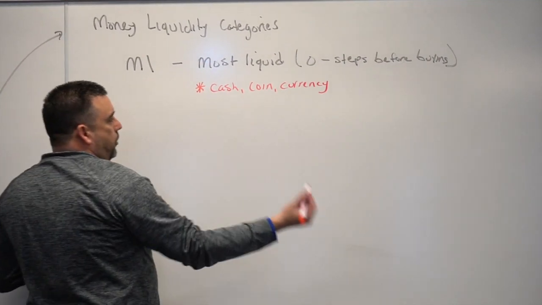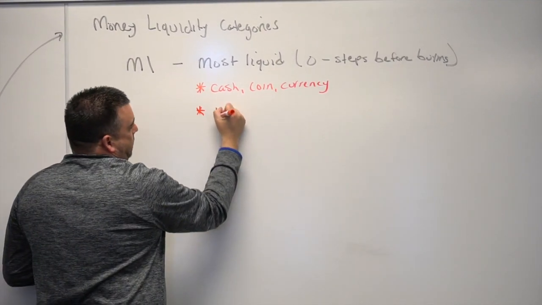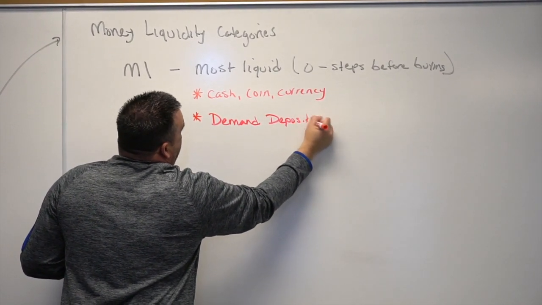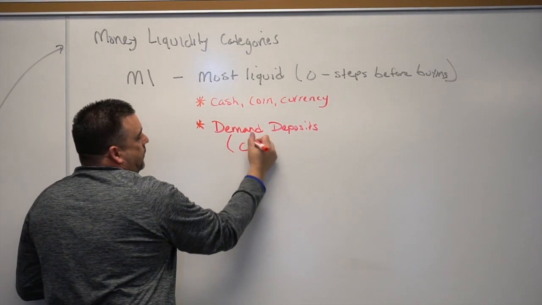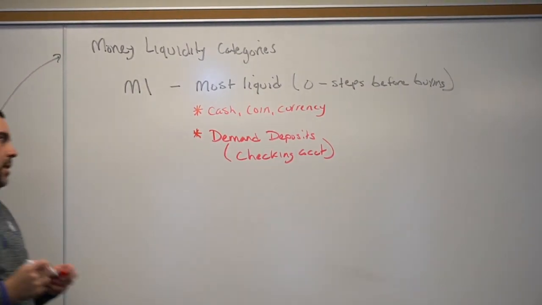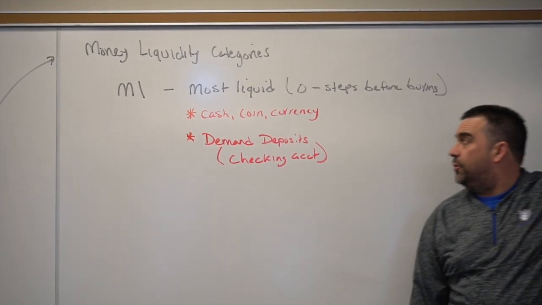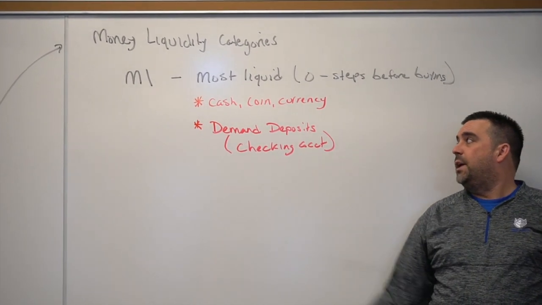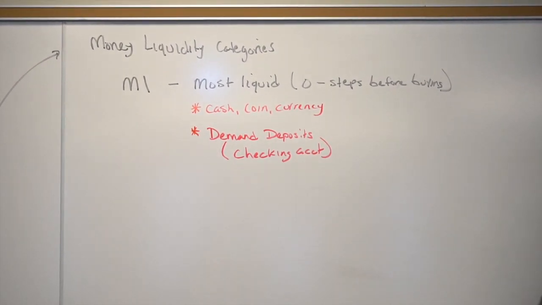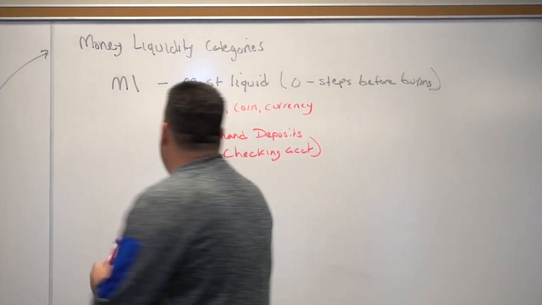What else are we going to include in M1? We are going to include what are formally called demand deposits. That is the formal name for your checking account. Yeah, again, 0 steps before buying. If you wanted to go down the street to Schnucks and buy groceries, you can pay with cash, you can write a check, or you can use your debit card, right? It comes out of that same checking account. No steps right away, you can buy instantly.